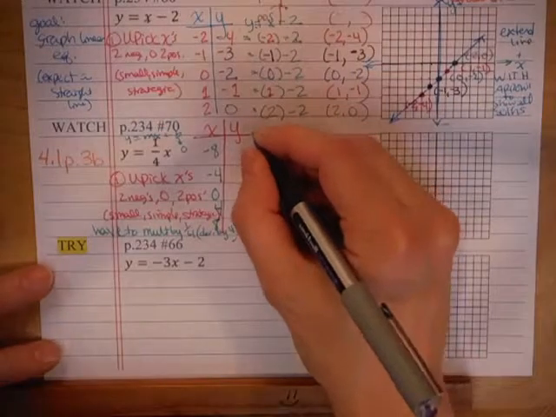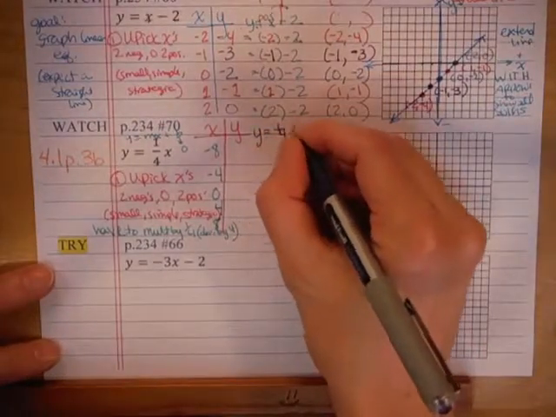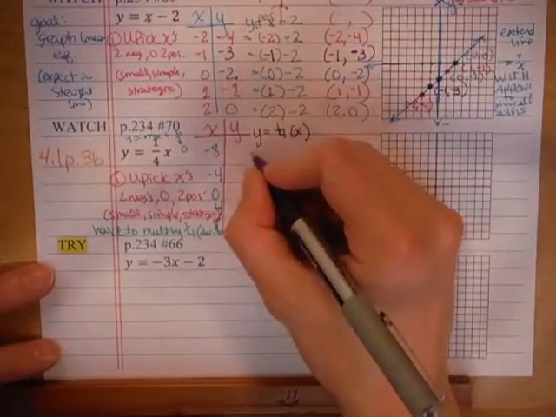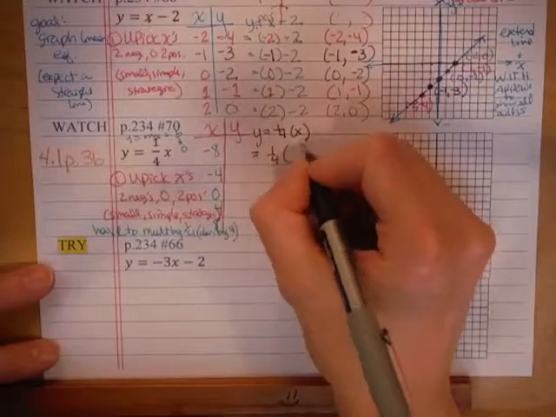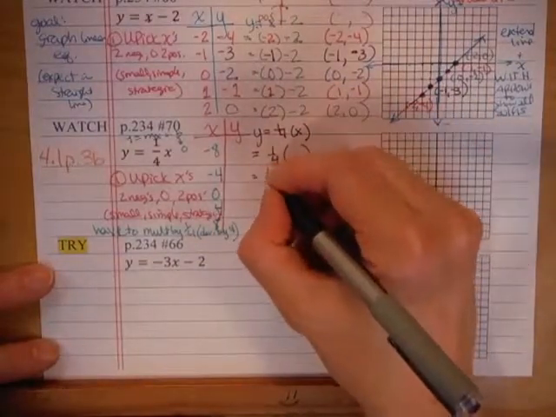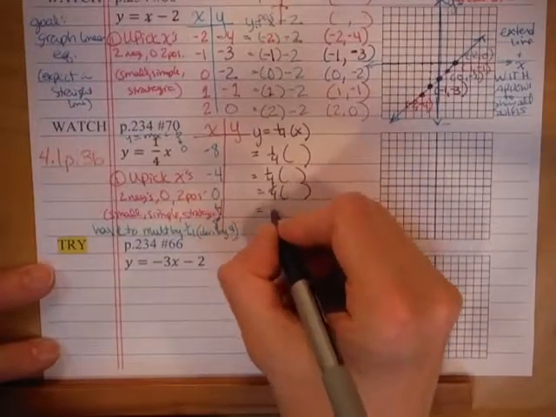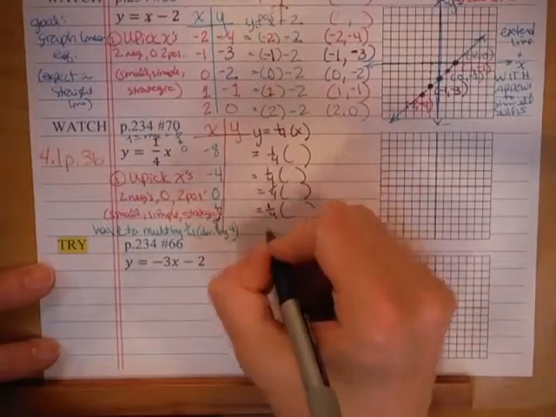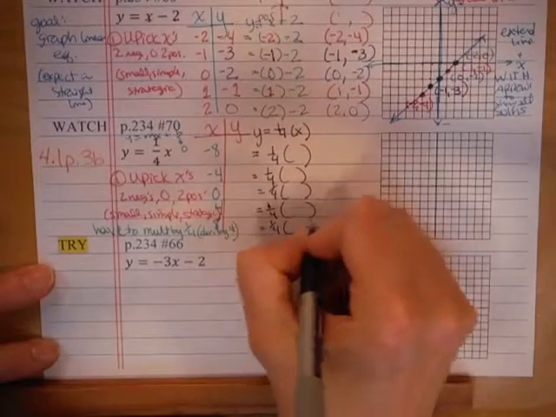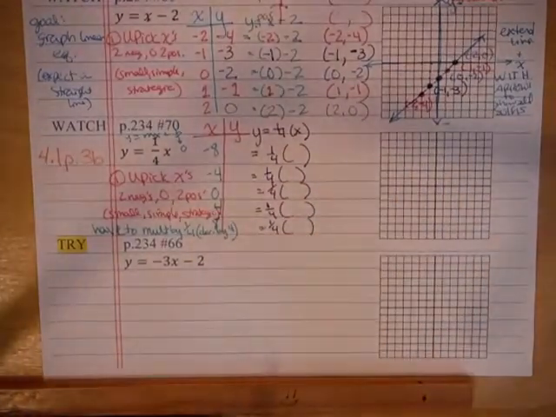So we've got y equals 1/4 x. So to find my y, it's going to equal 1/4 times whatever my x is. Okay, so I'm going to plug these in.